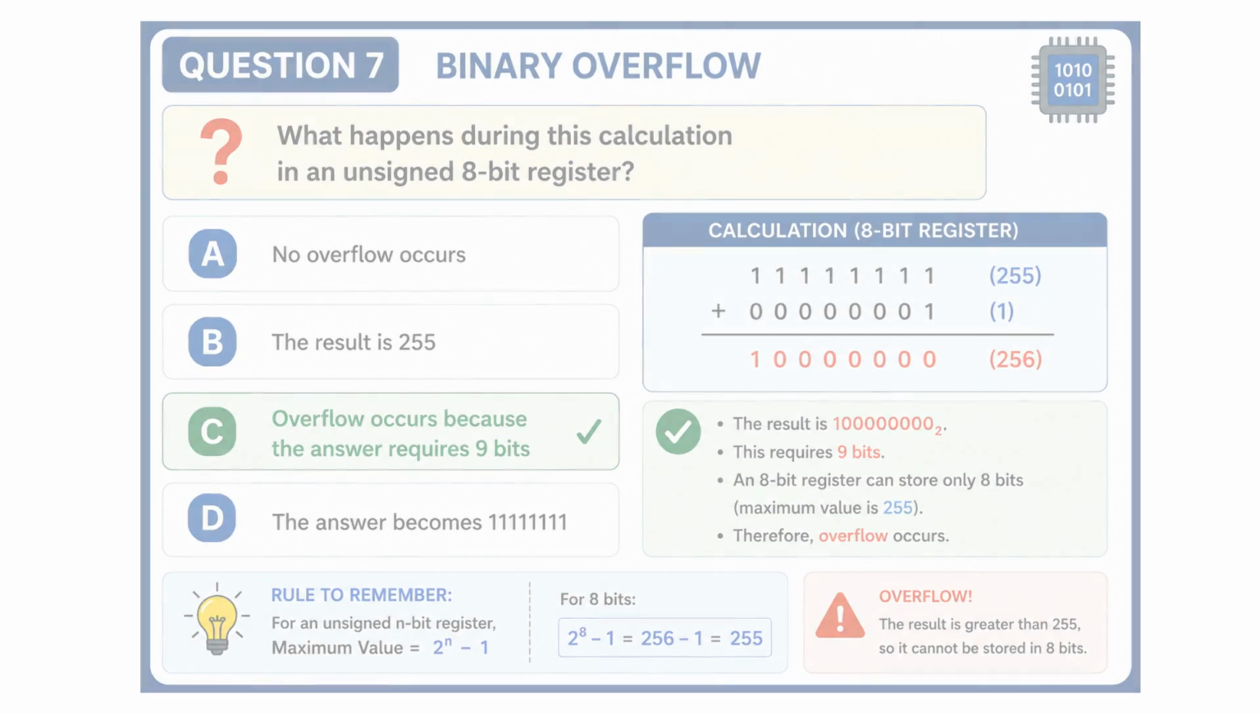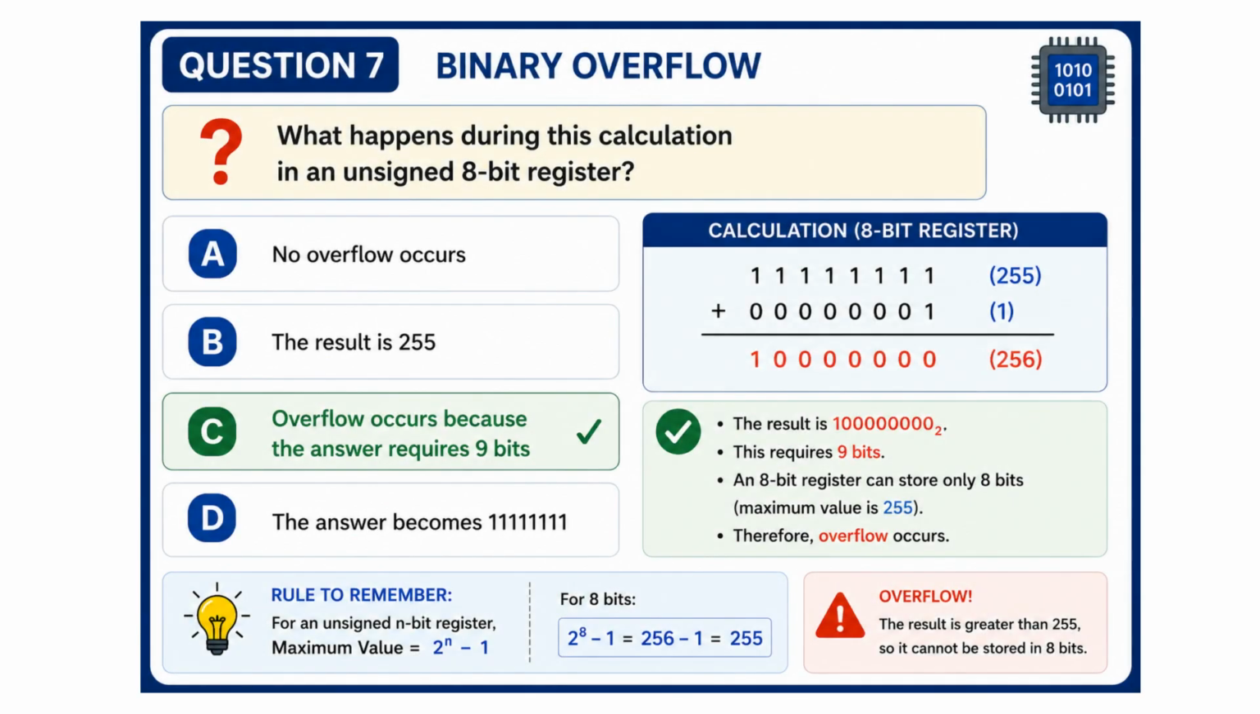Let's solve this overflow question together. We are adding 11111111 and 00000001. In decimal, that is 255 plus 1. The binary answer is 100000000. Notice this result has 9 bits, but our computer register has room for only 8 bits.